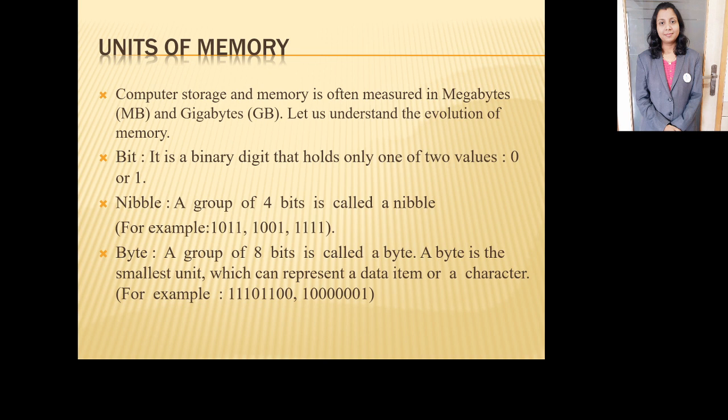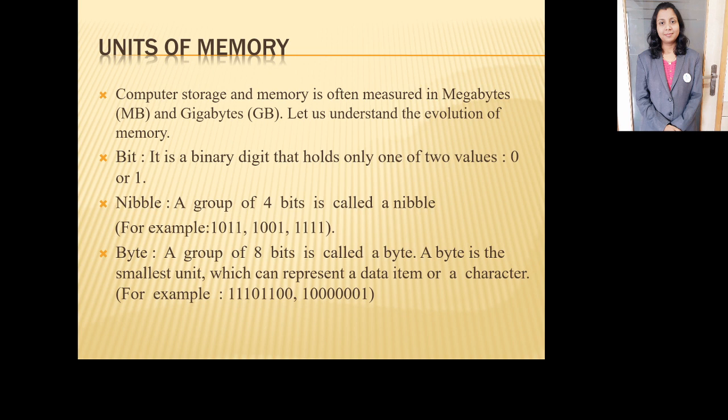Next is nibble. Nibble means what? A group of 4 bits. When four bits are grouped together, that is called a nibble. Here an example is given, 1011. These are 4 bits grouped together, that forms one nibble. Another example is 1001. Next example is 1111. So here 4 bits, when they are grouped together, you get one nibble.